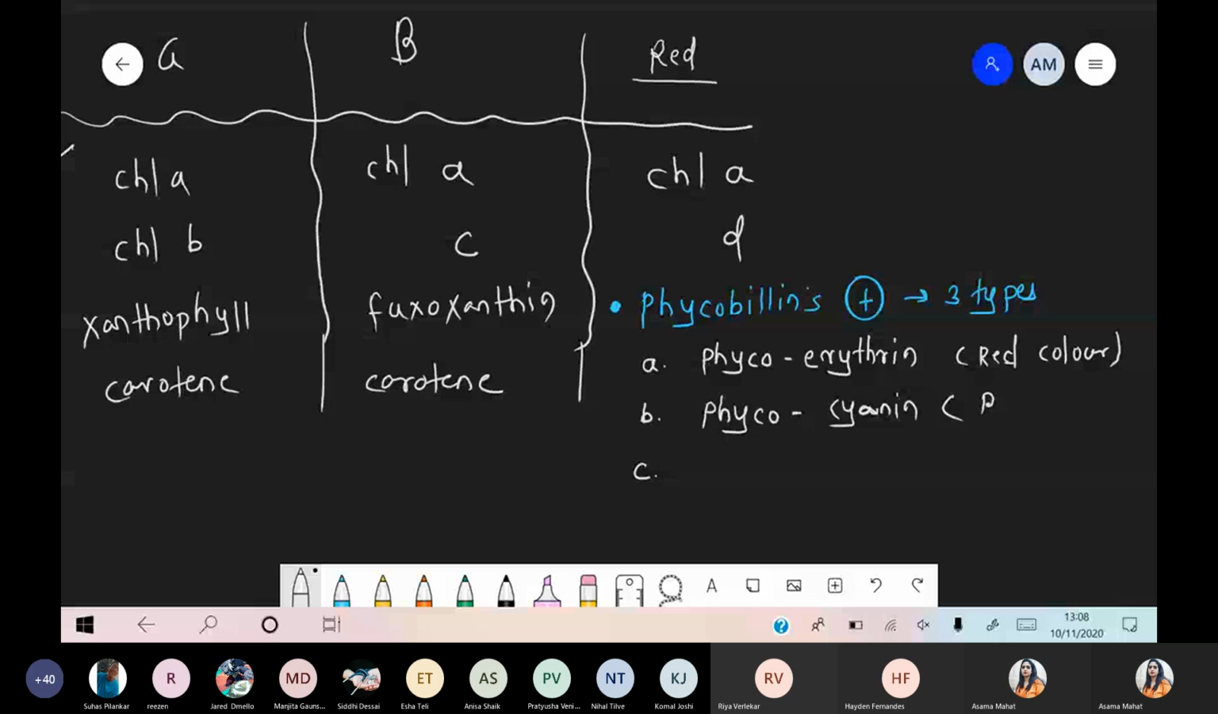And third, last point, phycoallocyanine. We already discussed this part under the BGA, cyanobacteria. Remember, we drew the structure of the cyanobacteria, and under the cyanobacteria we discussed the bacteriophycobilins. So the same pigments are there. So the third pigment we are talking about is allophycocyanine.